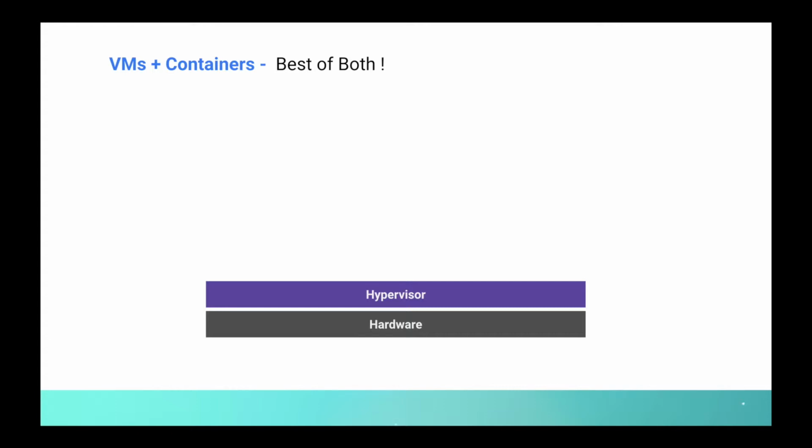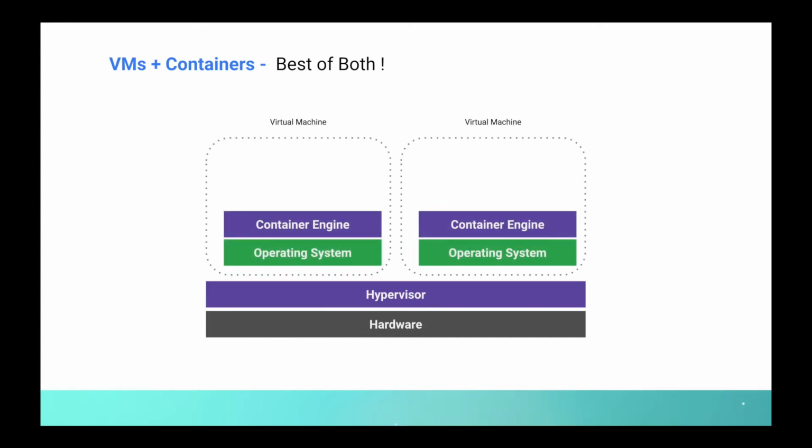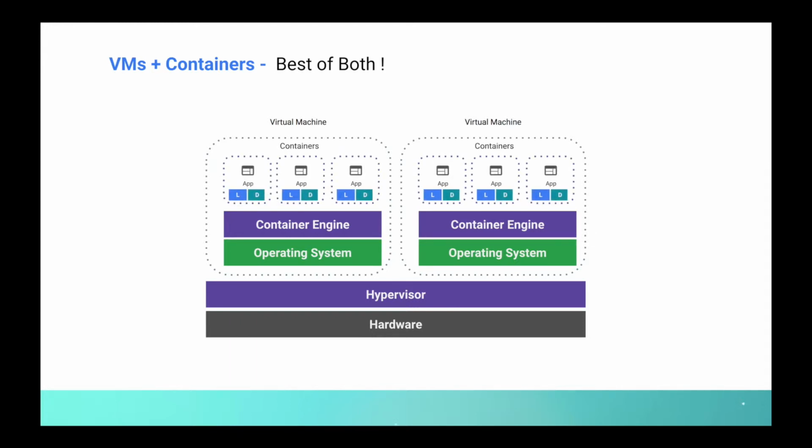In an ideal scenario, typically when you refer to some of the popular cloud computing environments, you will see both VMs and containers, the best of both together. So you'll have hardware and you have a type 1 hypervisor. On top of that, you will have virtual machines, where the container engine will be on top of the operating system, where you will launch containers inside the virtual machine. So you'll get the best of both here. You are doing virtualization at hardware level and virtualization at software level where your applications are running.